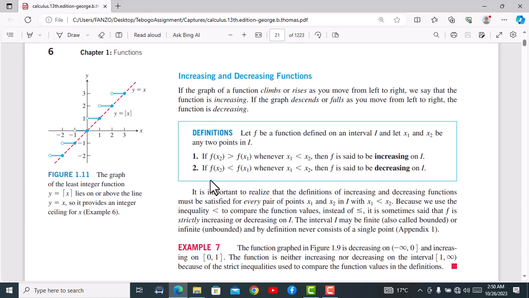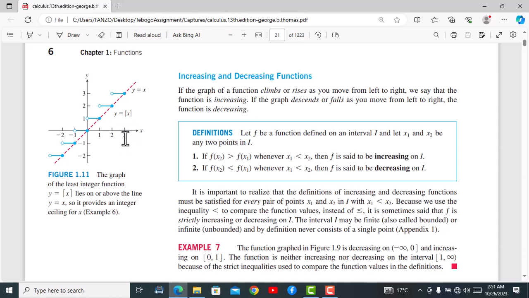If f at x2 is less than f at x1, which is y here, if you input the value of x2, you get the value of y in that machine, and you find that value to be less than the first value, then it is decreasing. Let us take a practical example.